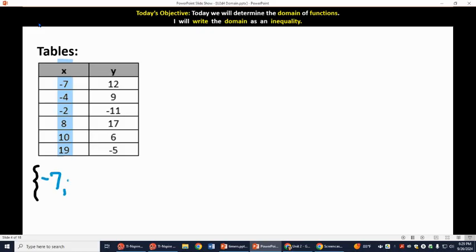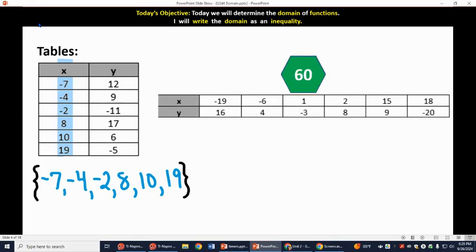-7, -4, -2, 8, 10, and 19. We close our bracket at the end. That represents the domain for this first table. Take 60 seconds and find the domain for the second table.